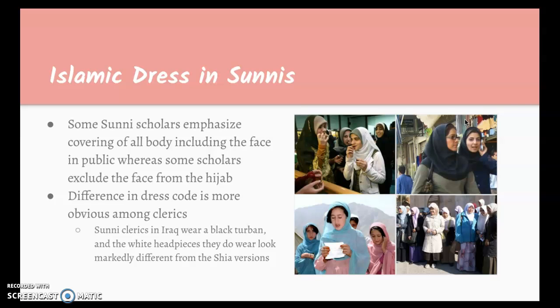So you can see on the right, there are just different examples of hijabs that are worn across the world by women, and you can see the different ways that they are wearing it. For example, in the bottom left corner, you can see that it's kind of wrapped around without covering the entirety of the hair, whereas some are more conservative, such as the top left corner picture or the bottom right corner picture as well.